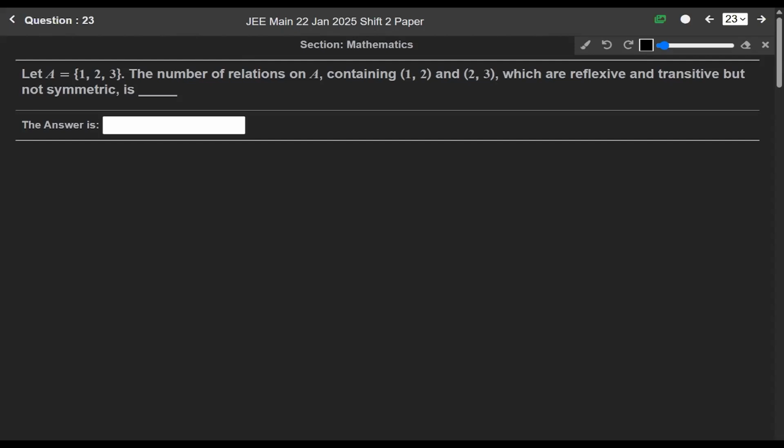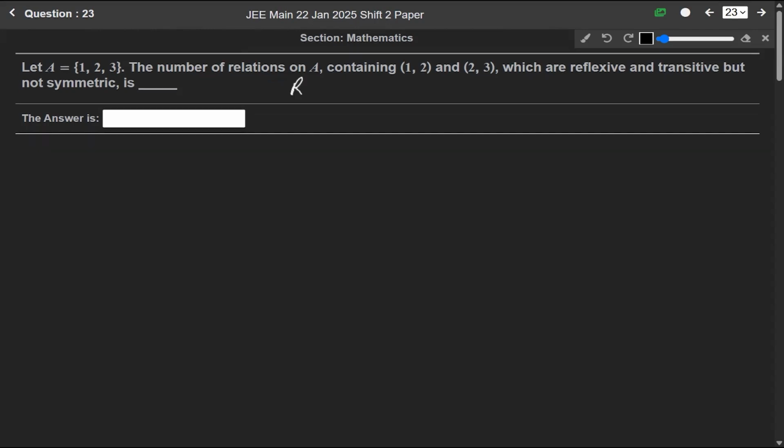Now the next question is 23. Let A equal {1, 2, 3}. The number of relations on A containing (1,2) and (2,3) which are reflexive and transitive but not symmetric is... Okay, since we are given that R is reflexive and transitive as well, if R is reflexive, then R will have (1,1), (2,2), (3,3).